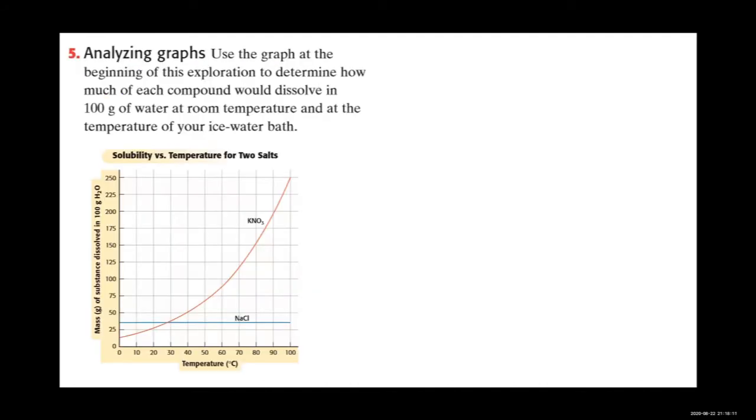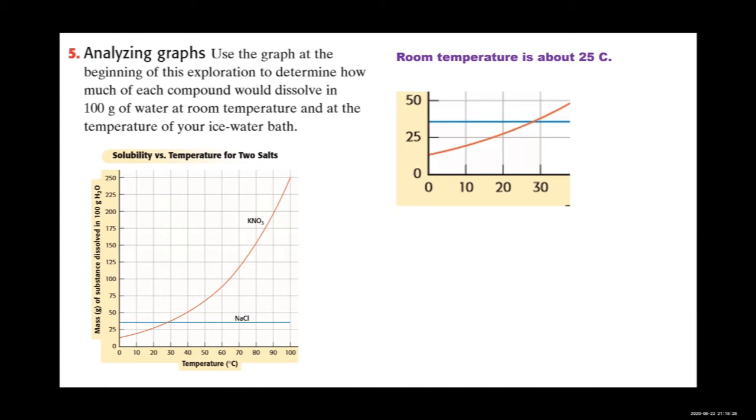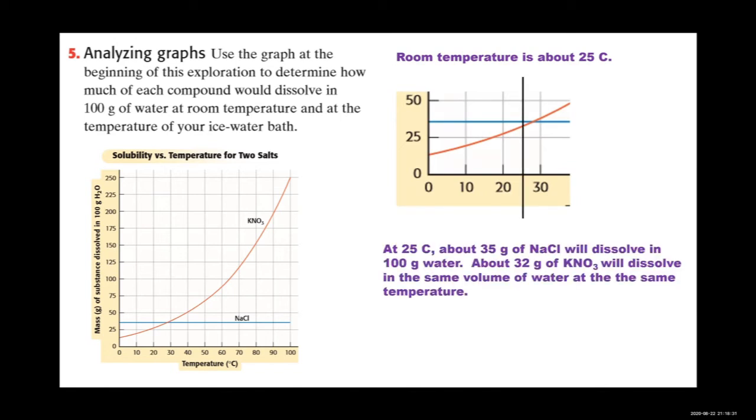Analyzing graphs. Use the graph at the beginning of this exploration to determine how much of each compound would dissolve in 100 grams of water at room temperature and at the temperature of your ice water bath. Okay, so how do we tackle this one? Well, it helps to know that room temperature water is about 25 degrees Celsius. So that's going to hit right about there.